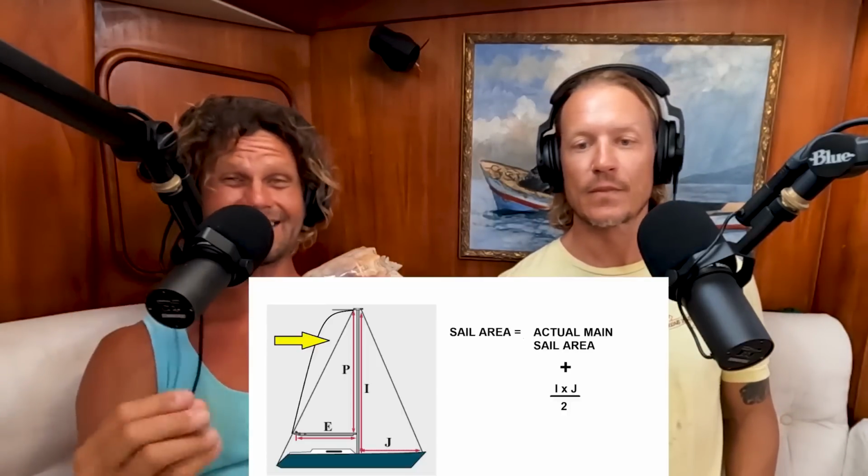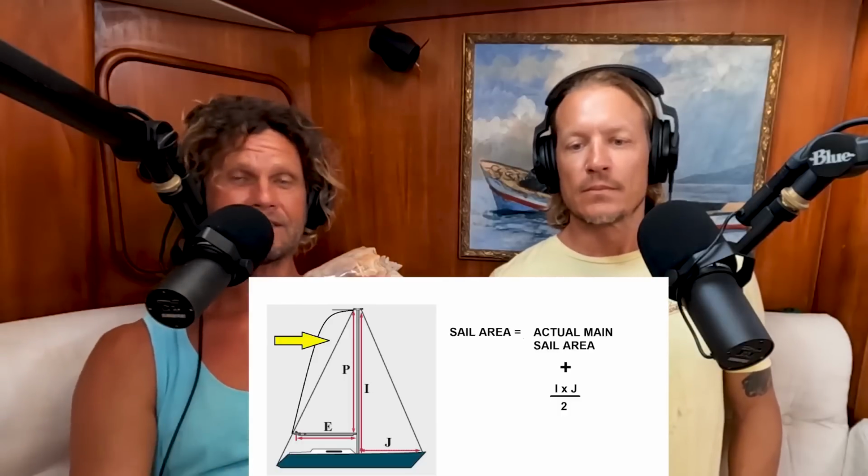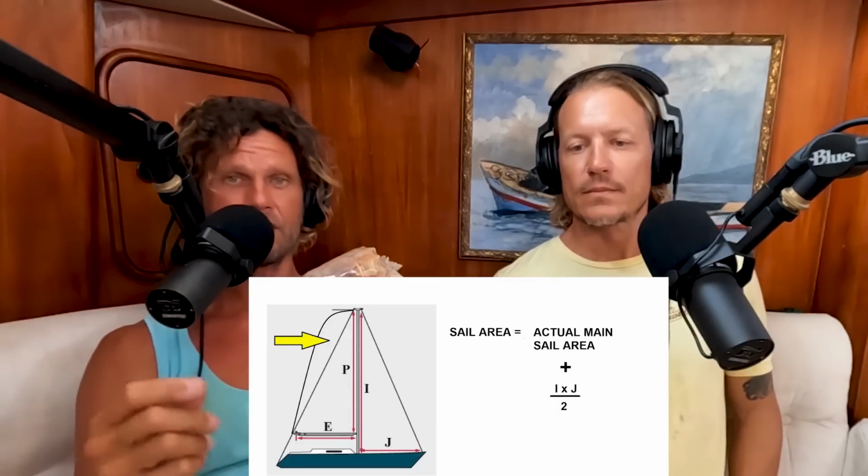Okay, but then it's changed, and now it becomes not just these formulas dividing by 1.6, it's actual mainsail area plus your fore-peak triangle area, which is IJ over 2. Well, don't you think that's fair? I think that's fair. That's the way you would think, you're going to compare apples with apples. But now, let's not use a triangle if we're not giving you a triangle.